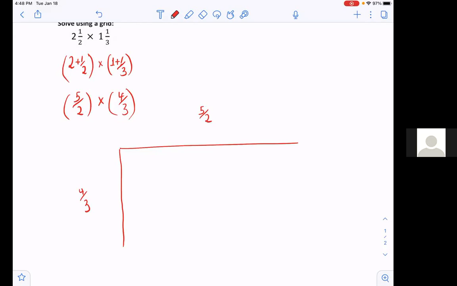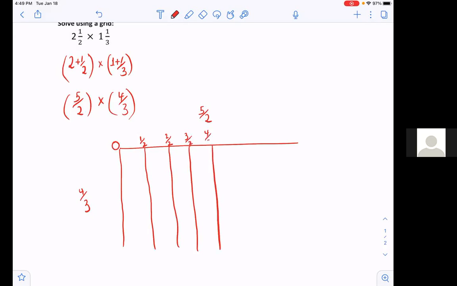So 5 halves. I'm going to partition my horizontal length into parts, partitions, where each will represent a half. So if this one marks my origin, that means my first partition here will be the first half. Then we have the second half, the third half, the fourth half, and the fifth half.